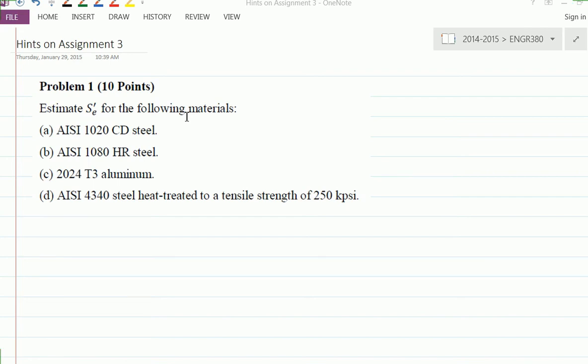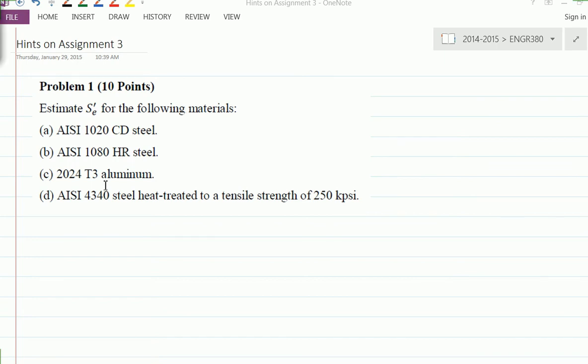Hi class, let me give you some hints on assignment number 3. Just a reminder that the midterm is next week, but assignment number 3 is part of the midterm exam, so you still need to do this assignment while you're preparing for the midterm exam.